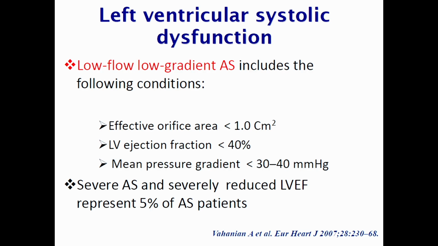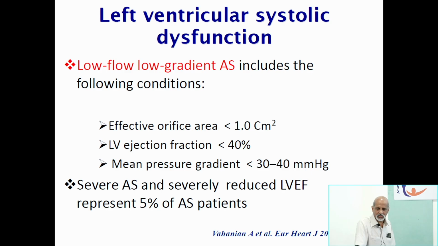One of the important aspects is left ventricular systolic dysfunction. So a low flow, low gradient AS includes the following conditions: the effective orifice area is less than 1, the LV ejection fraction is less than 40%, and the mean pressure gradient is 30 to 40 mm of Hg. Severe AS with severely reduced LV ejection fraction represents 5% of AS patients, and you do get such patients. To rule out whether it is because of the LV problem or whether the valve actually has a severe stenosis, we normally use a Dobutamine stress test.